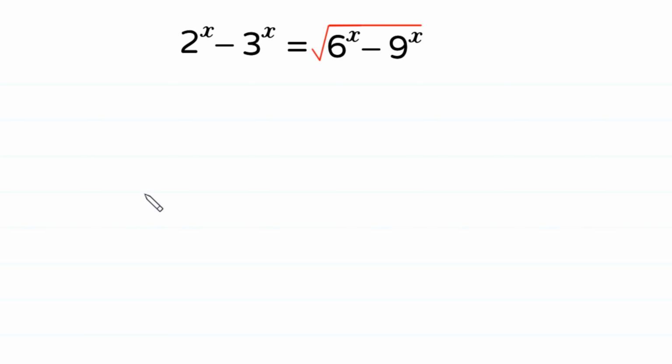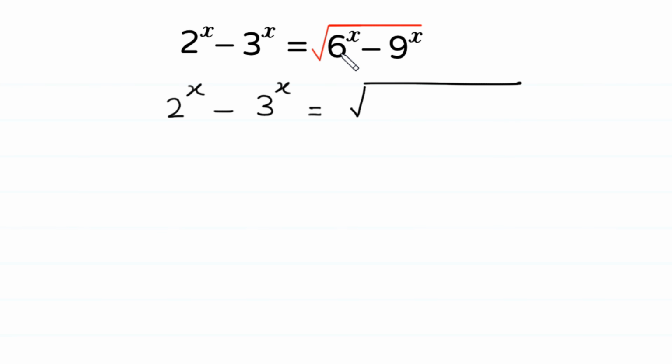Hello, welcome to how to solve this exponential equation. 2 to the power x minus 3 to the power x is equal to square root of 6 to the power x minus 9 to the power x.